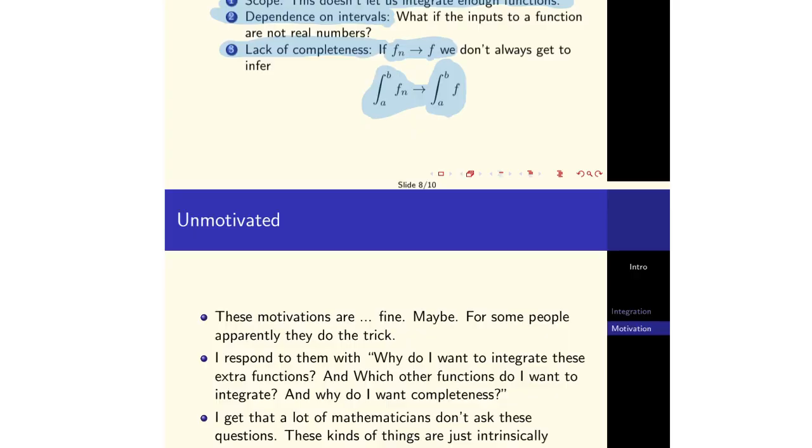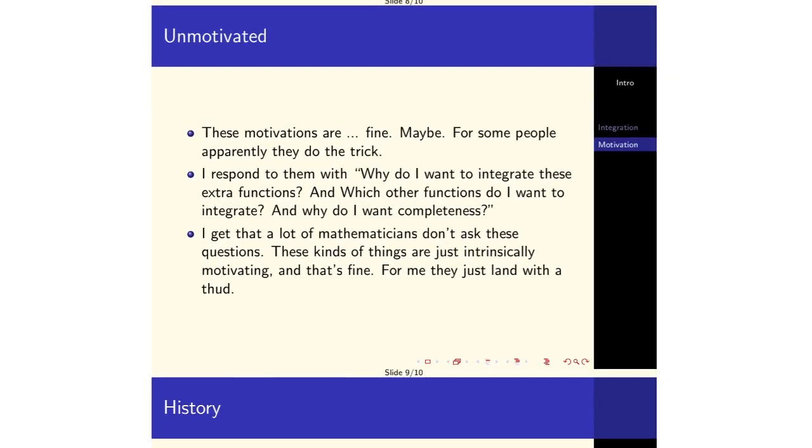Now, it is kind of my opinion that this is not motivating, at least not for me. I know that some people are motivated, and I don't suggest that there's anything wrong with being motivated by these things, but I can only speak from my own personal subjective experience in feeling like these things don't motivate me. I look at the fact that we cannot integrate certain functions like the Dirichlet function and think, well, I'm not sure that we should integrate it. And even if we should, then I'm not sure why this even matters at all.